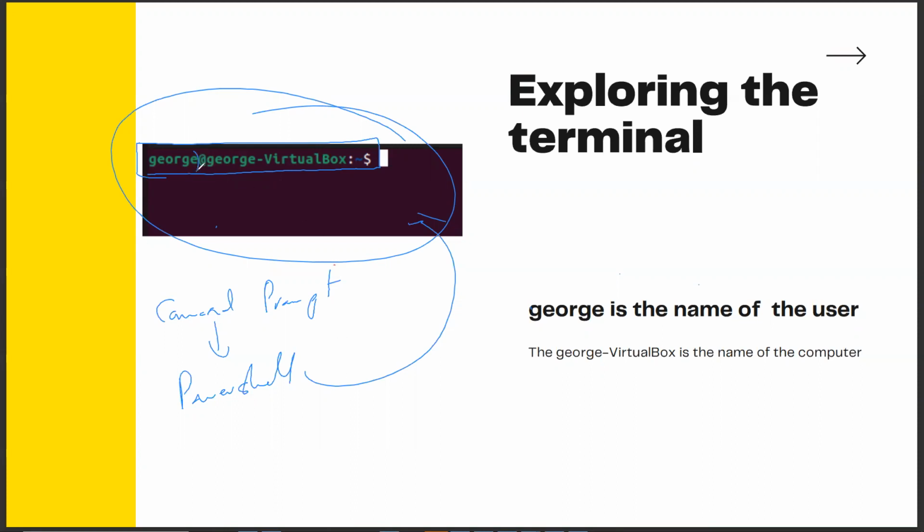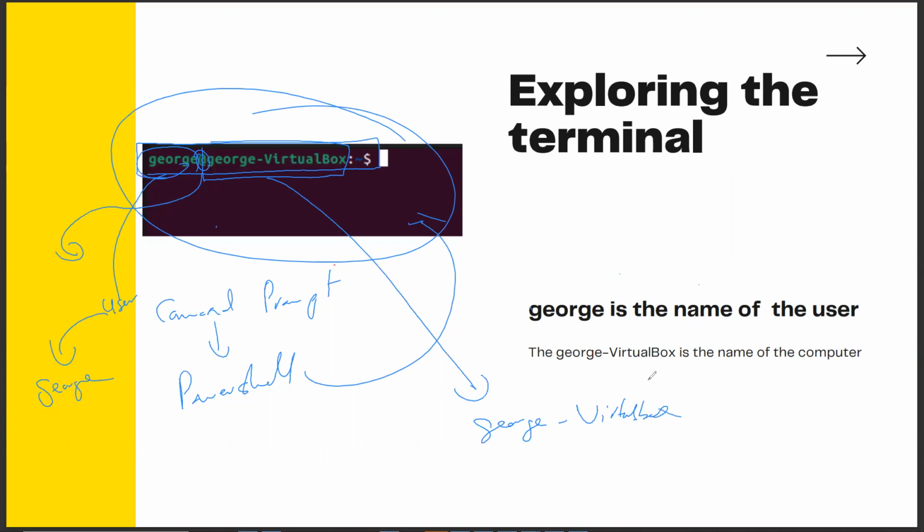So this part is saying George, and this is just telling me that the user that I'm logged in as is referred to as George. And this @ sign is just telling you something like "on", so maybe George is using, and this side is telling you the name of the computer that you're working on. The name of this computer is called George VirtualBox. And that's the name of this computer.